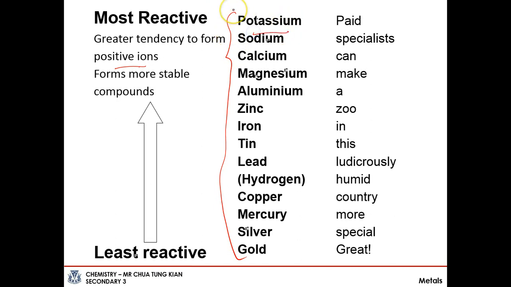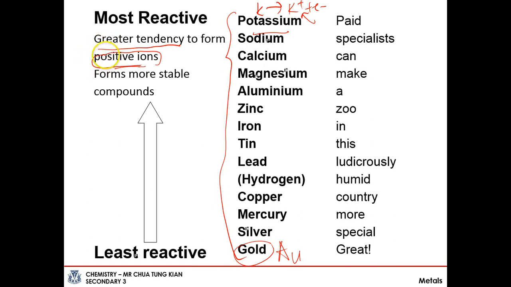Potassium at the top is the most reactive metal in the series. By reactive, it means that it has the greatest tendency to lose electrons to form positive ions. So K becomes K+ + e-. So this has the greatest tendency to form K+. Over at the bottom, gold, Au, this is the least reactive metal. So this has the least tendency to lose electrons to form positive ions.